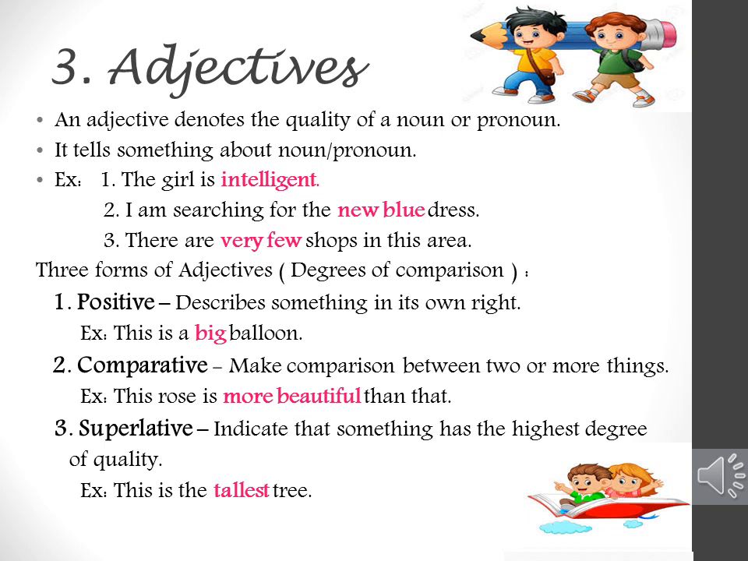Positive degree describes something in its own right. Like in the example, this is a big balloon. And the comparative degree makes a comparison between two or more things. Like in the example, this rose is more beautiful than that. Superlative degree indicates that something has the highest degree of quality. Like in the example, this is the tallest tree.